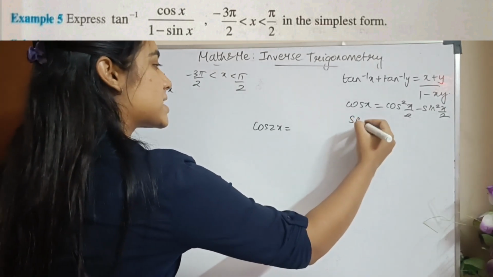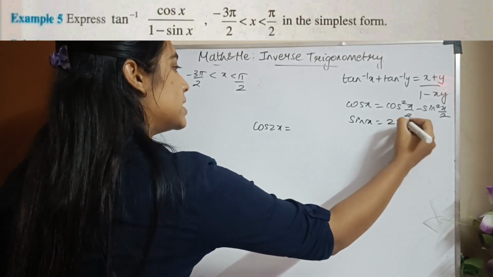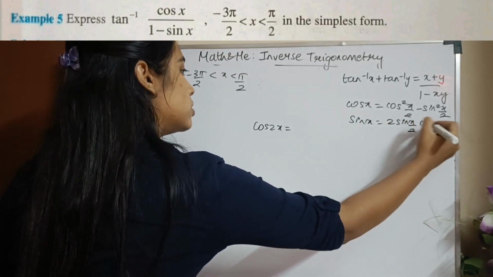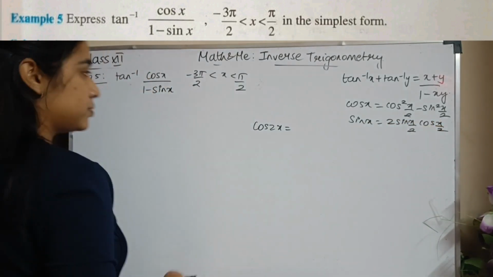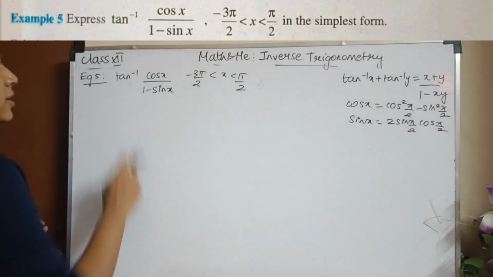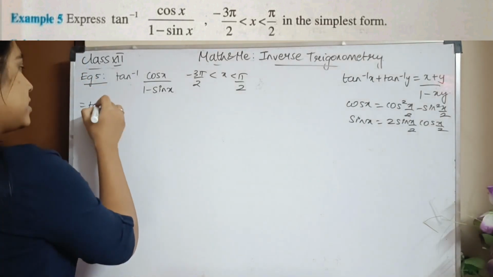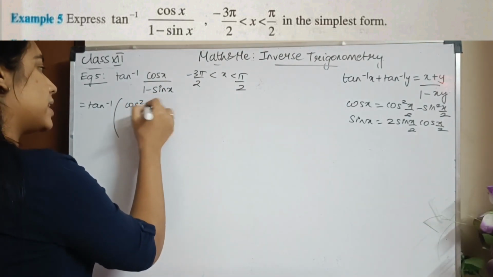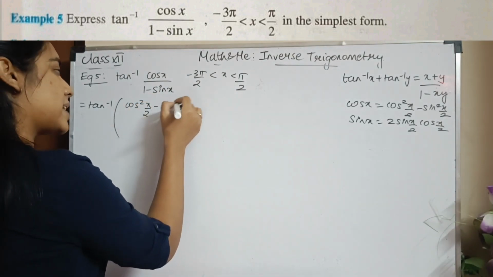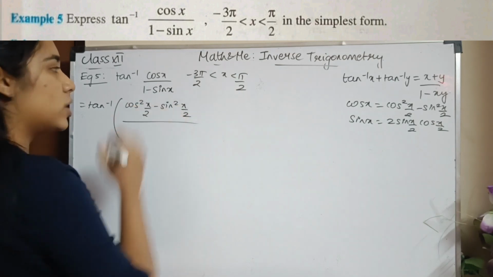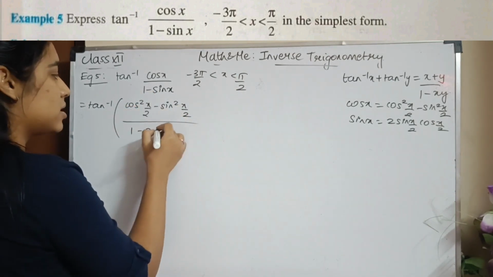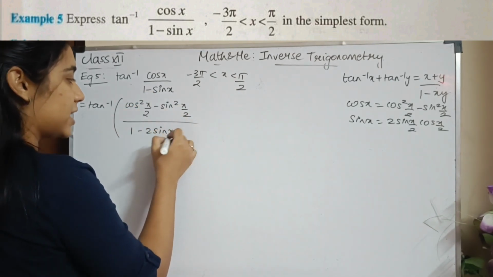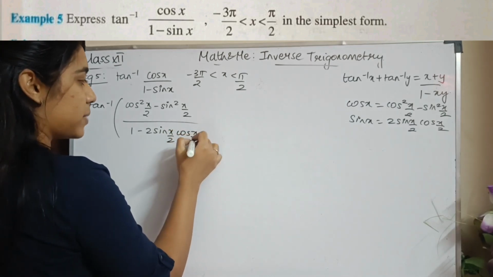But how do we take sin x? Sin x is 2 sin x by 2 cos x by 2. Okay, so this will be it. So what will it be? Tan inverse of cos x, how do we take it? Cos square x by 2 minus sin square x by 2, the whole divided by sin x, how do we take it? 1 minus 2 sin x by 2 cos x by 2.